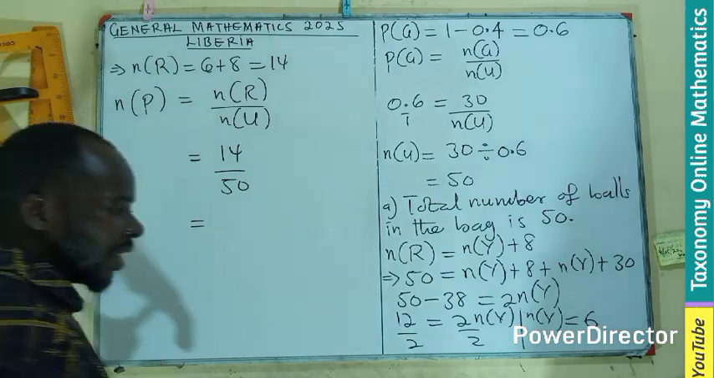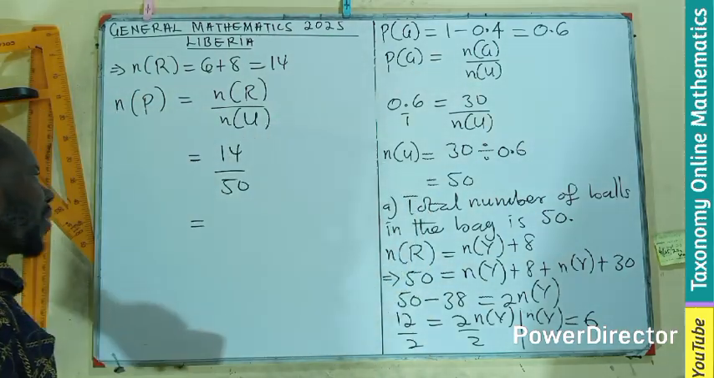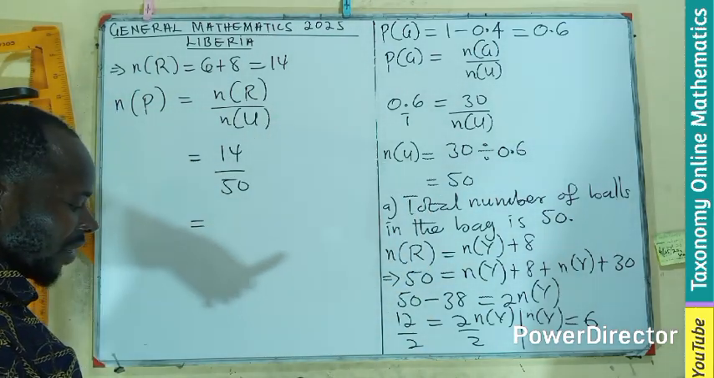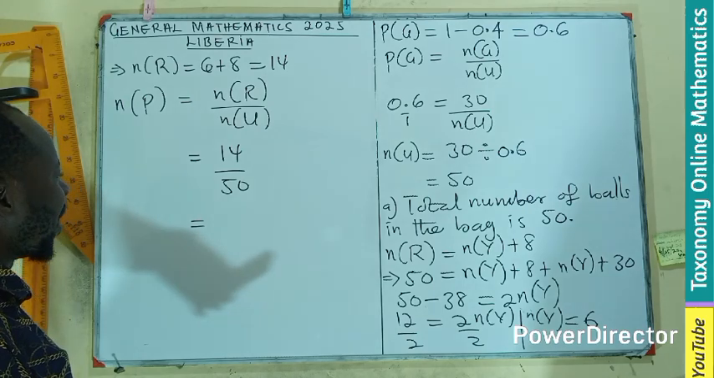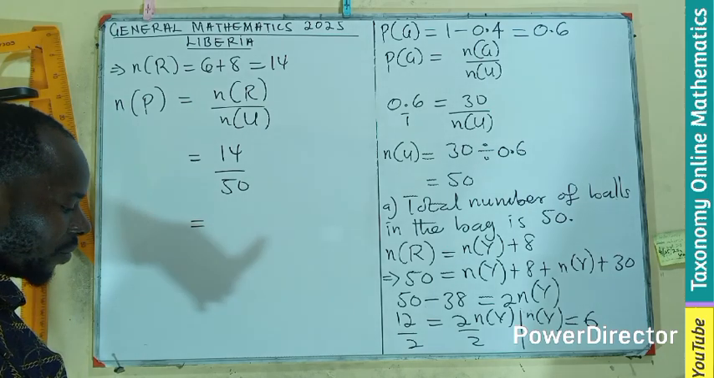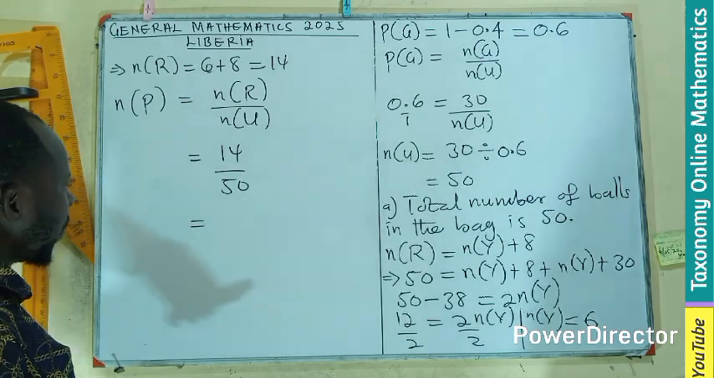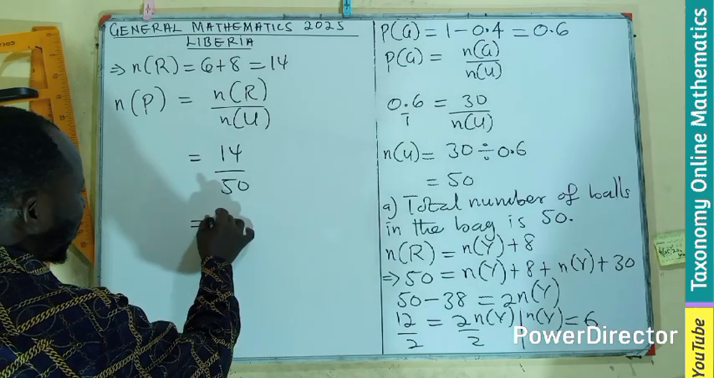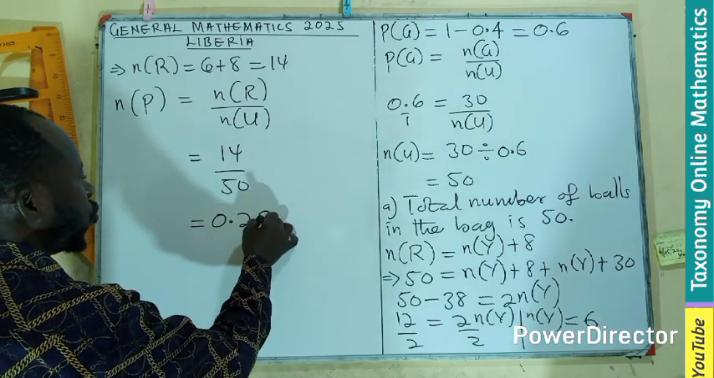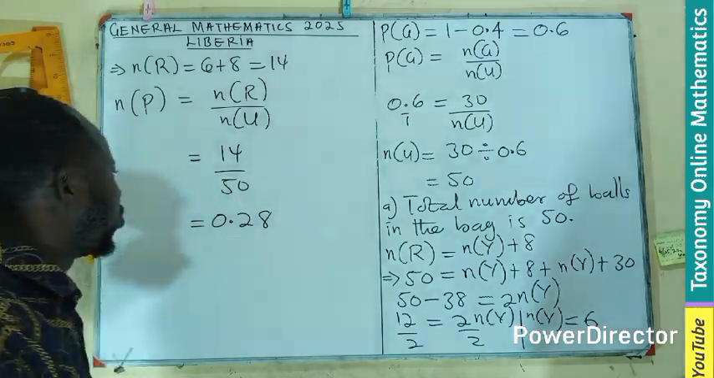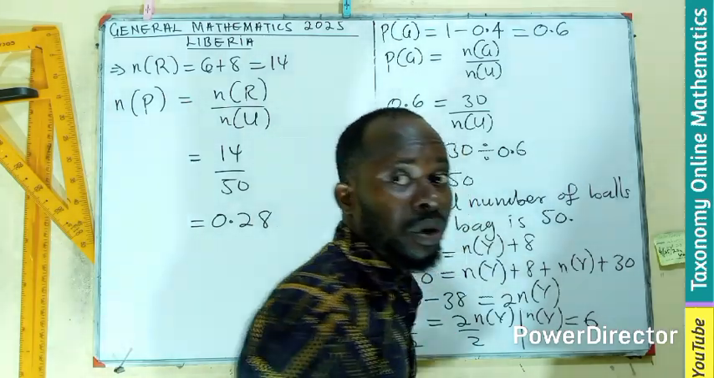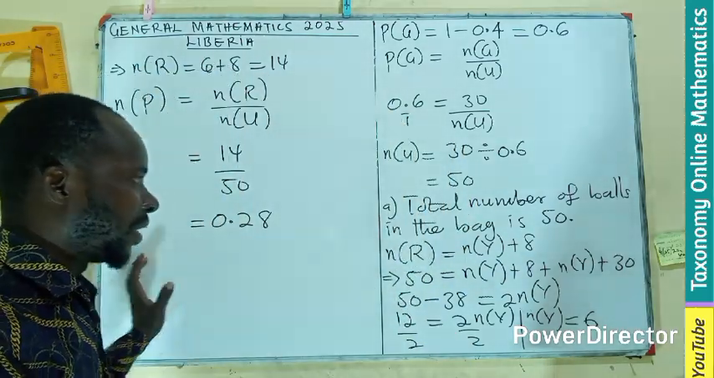Let's put that together and do it in decimal. That will be 7 divided by 25, and if you do that, you should have 0.28, which is more or less 28 percent. I guess this is clear.